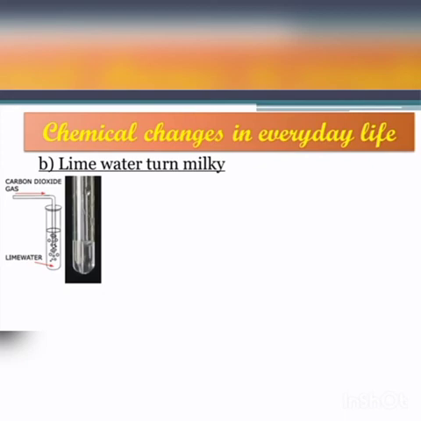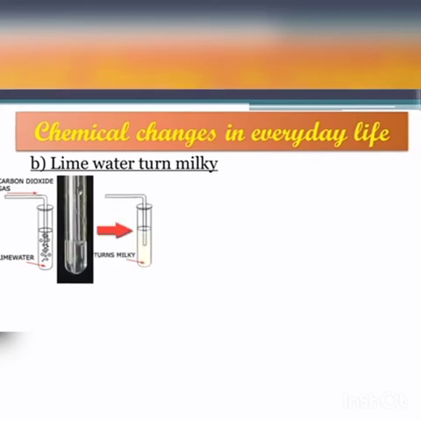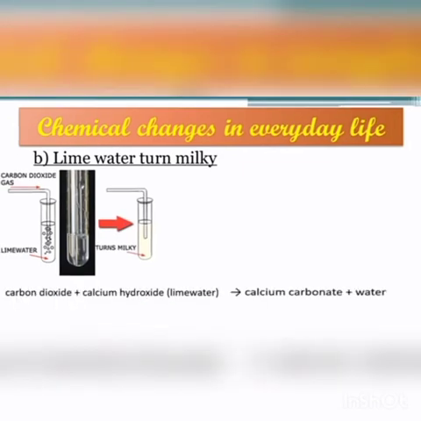Lime water turns milky. We bring about many chemical changes for our use in everyday life. Let us see some of them. The chemical change that we saw in the first activity is used in the cold drink called soda lemon. It means that it is a useful man-made chemical change. Carbon dioxide plus calcium hydroxide, lime water, is converted into calcium carbonate plus water.